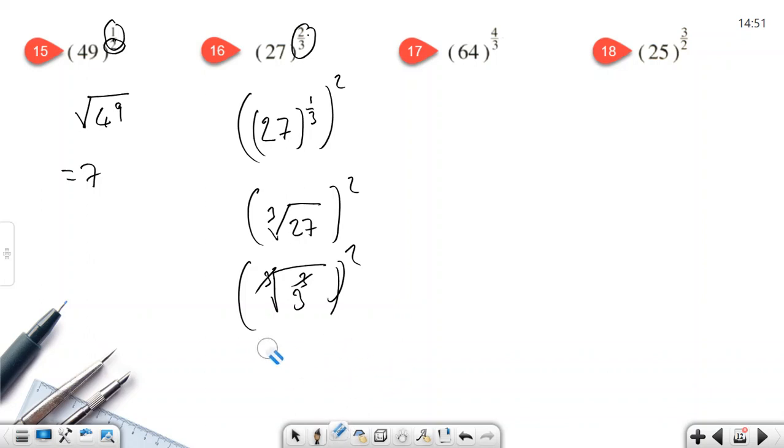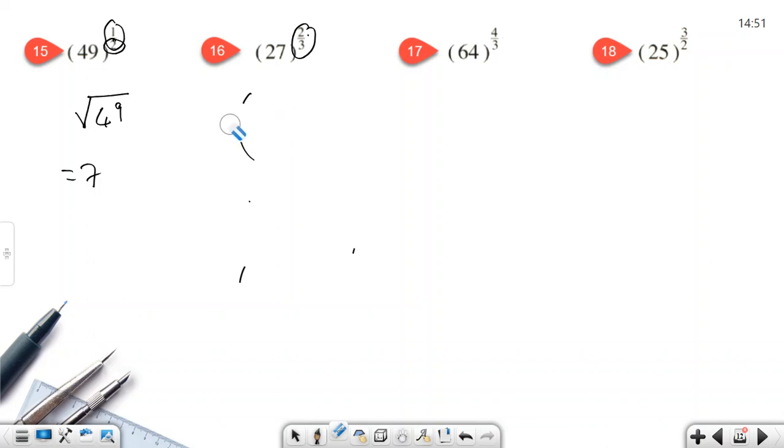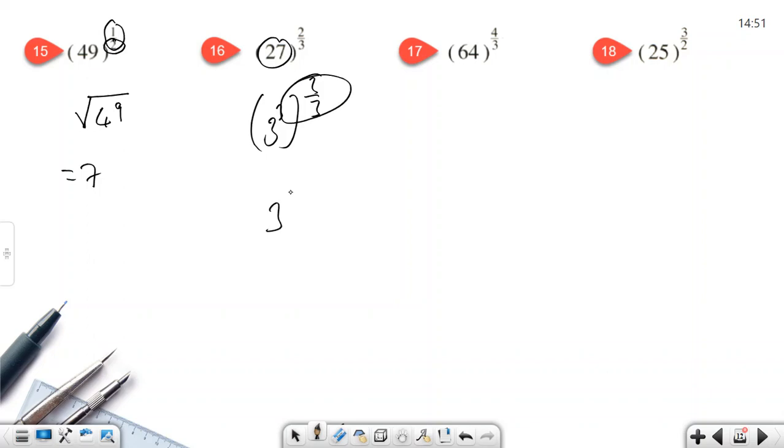Okay, let's clean everything here that I did, because without using this square root, you can solve this question too. Why? As you see, 27 is 3 cube, power 2 over 3. And we can multiply the powers here. 3 times 2 over 3, 6 divided by 3, 2. 3 power of 2 is going to be 3 times 3, 9.